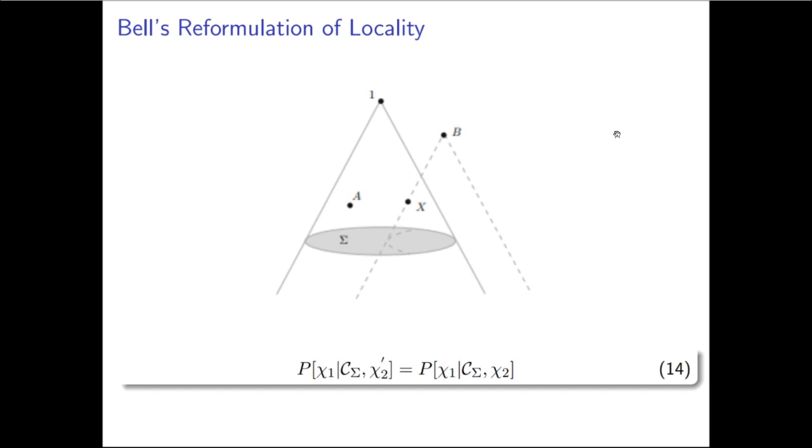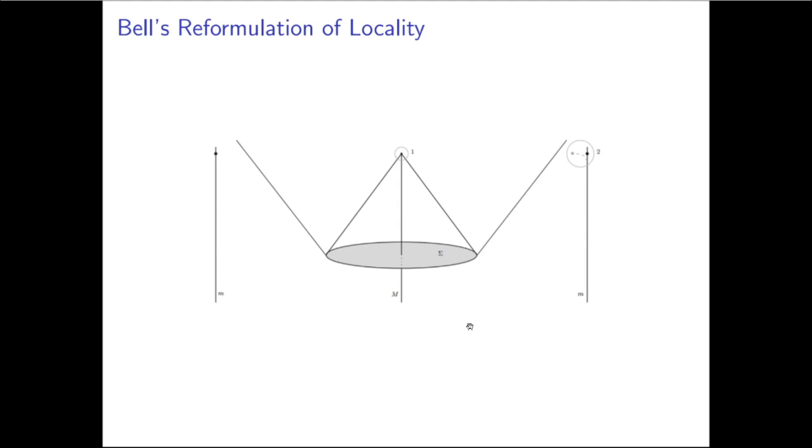Again, we have the same equations that apply here. We can say that the probability of this event 1 occurring, provided we have the specification chi 2, is just 1. Because if it's just chi 2, all of these stay in the same place, so this world line obviously will pass through 1. There's going to be no change.